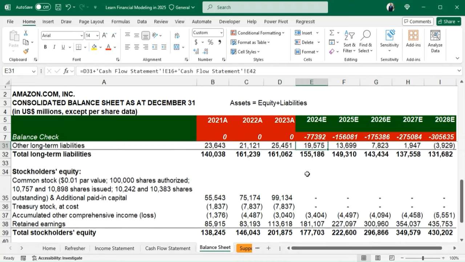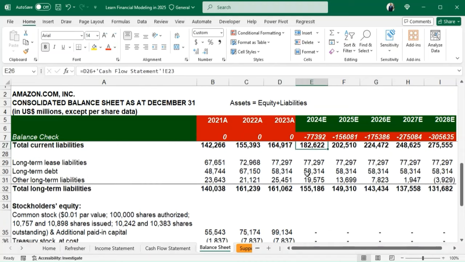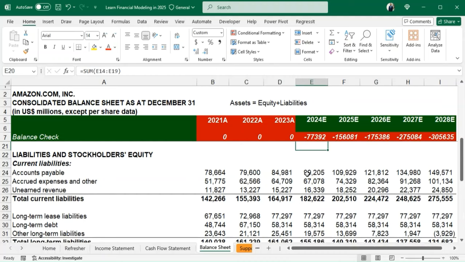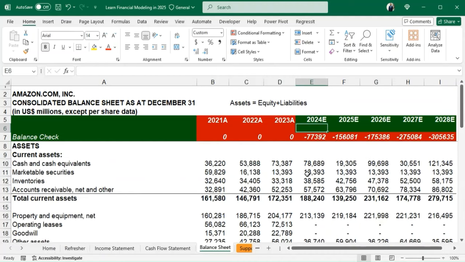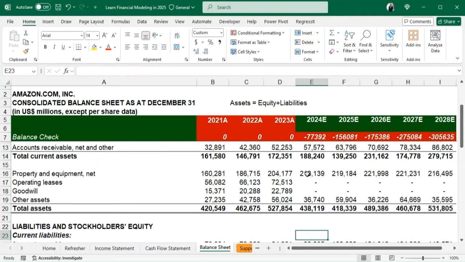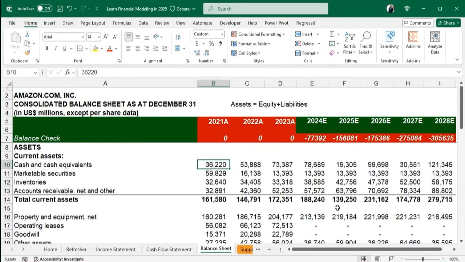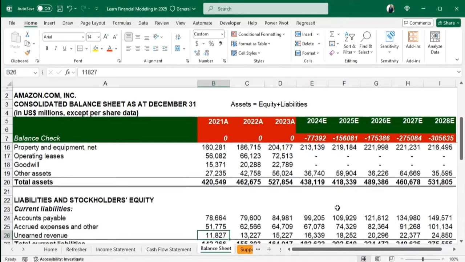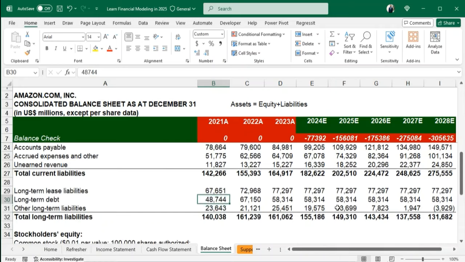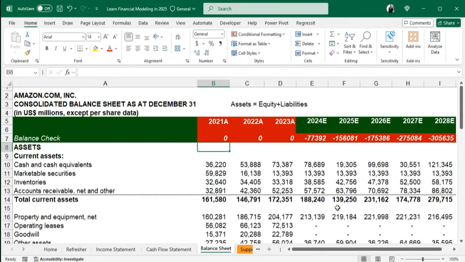As you can see, our balance sheet has not balanced because the cash flow statement is not completed yet, and we need to do other adjustments to this particular balance sheet. Now, I want us to do two quick things here. The first one is to format the font color of our hard-coded figures as blue and leave the formulas as black, as we can see here.